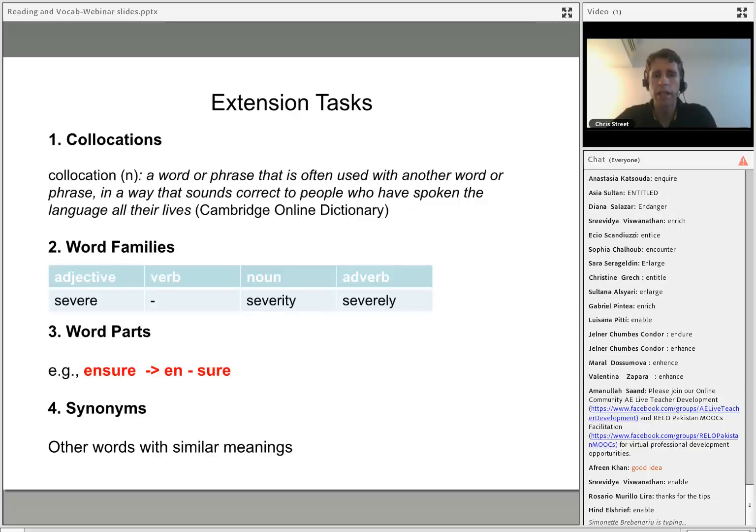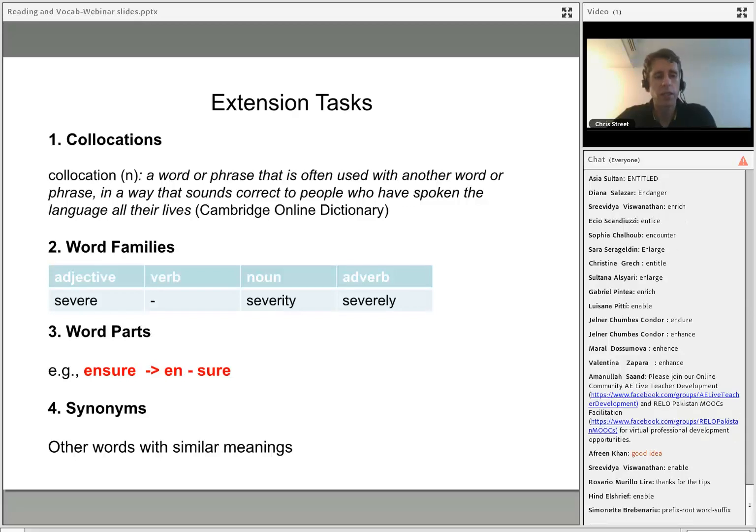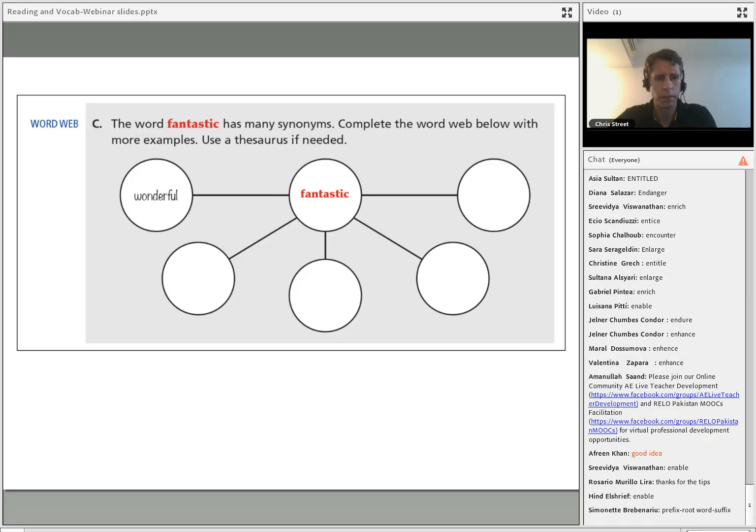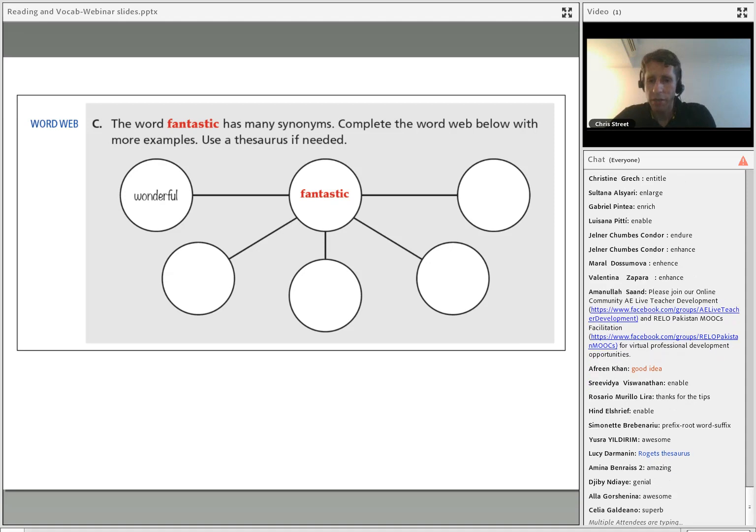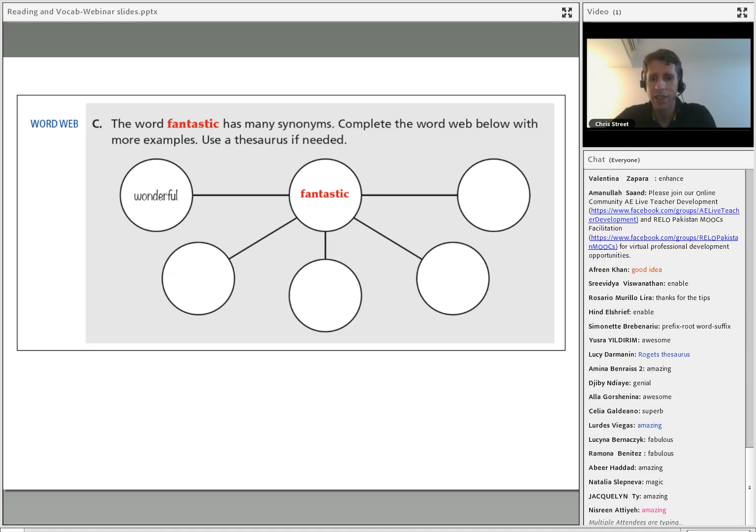Another final extension task could be to provide practice with synonyms. So you can provide a link in this way to study other words. So for example, if you were learning the word fantastic, you might want to provide your students with synonyms for this. One synonym is wonderful. Somebody has already written awesome, fantastic, amazing, superb.